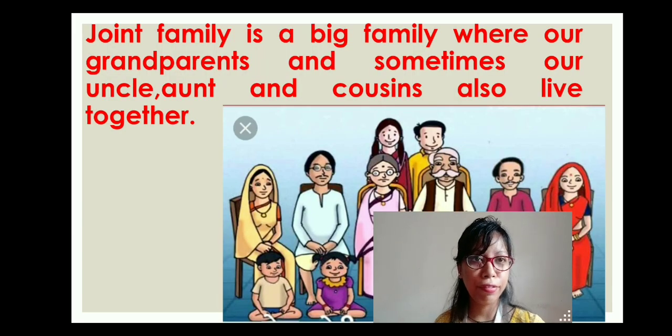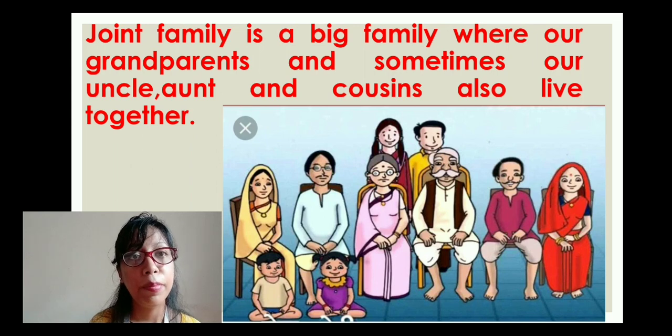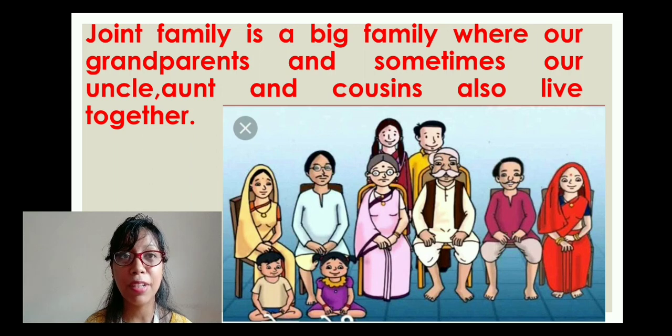Then what is a joint family? A joint family is a big family where our grandparents and sometimes our uncle, aunt and cousins also live together. Now look on the screen, the picture is there. If you notice, there are the grandparents, the grandmother and grandfather. Then mother and father with their children, then aunt and uncle with their children. So this is what the joint family is. Many members living together is called the joint family.